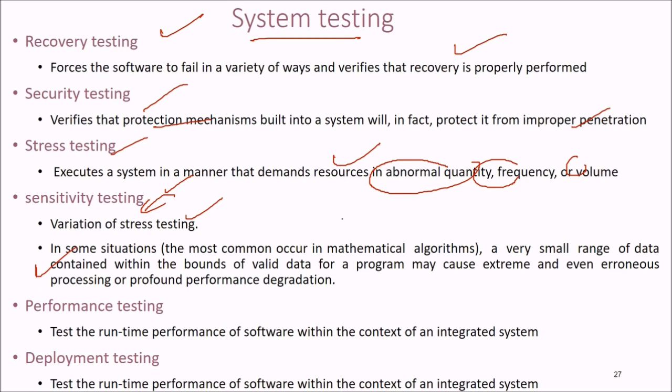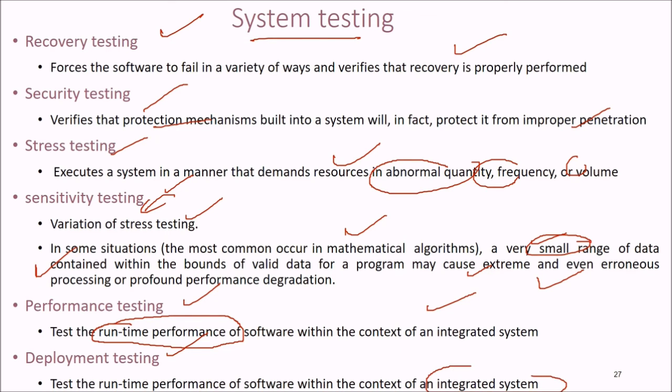In certain situations, most often in mathematical algorithms, a very small range of data contained within the bounds of valid data for a program may cause extreme and even erroneous processing or profound performance degradation. So even a small range will create an extreme degradation in performance. This is sensitivity testing. In performance testing, we test the runtime performance of the software within the context of the integrated system. And deployment testing is where we test the software in its deployed environment.